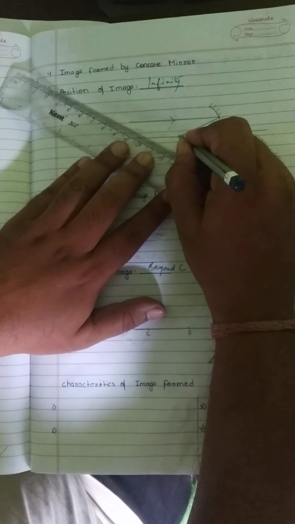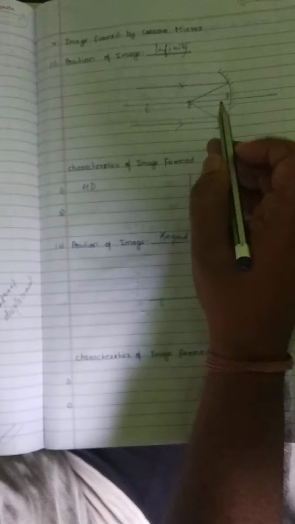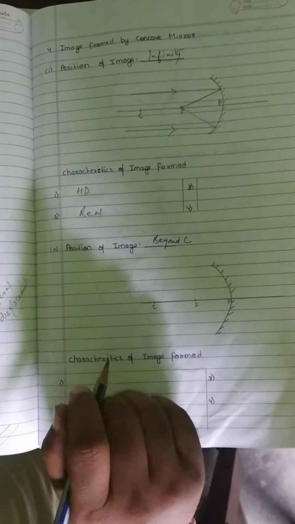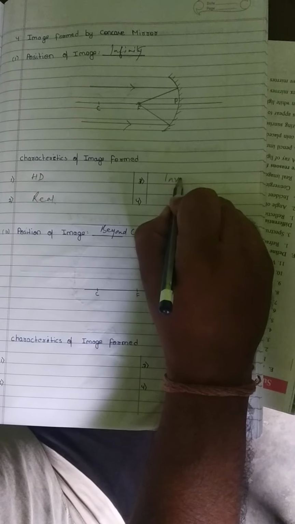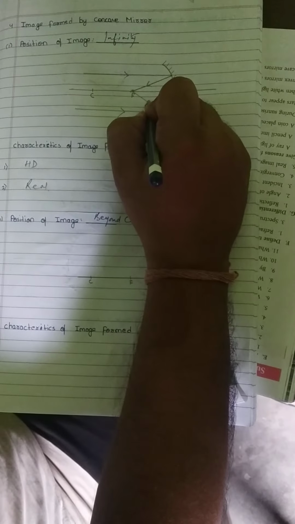So in that case, the image formed over here is, first, highly diminished. Characteristics: it is highly diminished. It is real because it is in front of the mirror, so it is real. All real images are inverted. And what is the position of the image? It is at F.